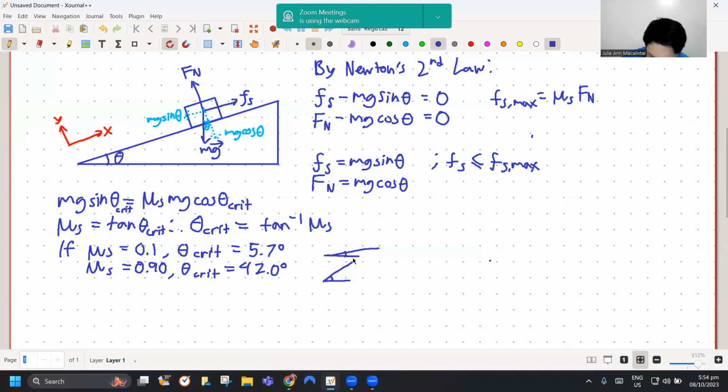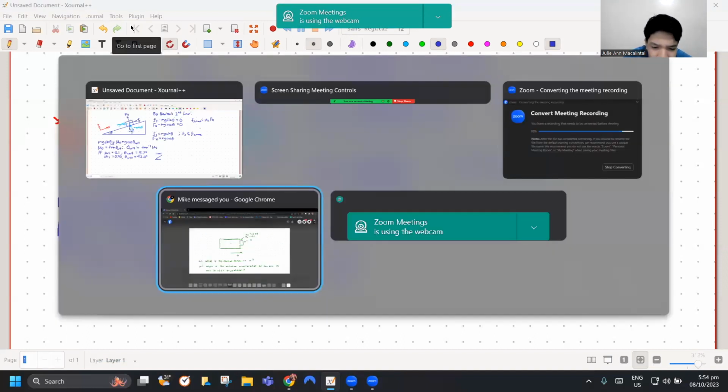Actually, pag 42 na yan, lagpas na siya sa critical angle. Pero yun yung binibigay ng rounding off. Kung ikaw yung street designer at gusto mong makapag-park yung mga tao, yung incline should be less than that.